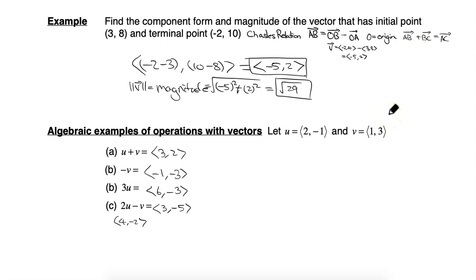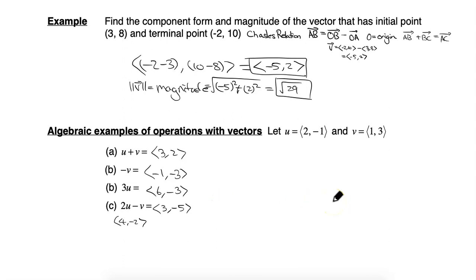So algebraically, if you are given two vectors like here, you can add them component by component. So 2 plus 1 equals 3, and -1 plus 3 equals 2, which is why u plus v is the vector (3, 2). Negative v means -1 times v, so you multiply each component by -1. For 3u, you multiply each component by 3. And if you have more than one operation, here it's 2 times u minus v, you can start by doing 2u, which is the vector (4, -2), and then you subtract (1, 3), and you get (3, -5).